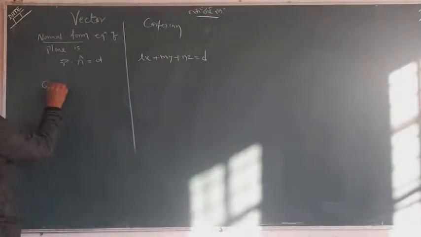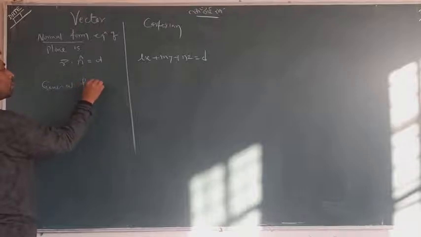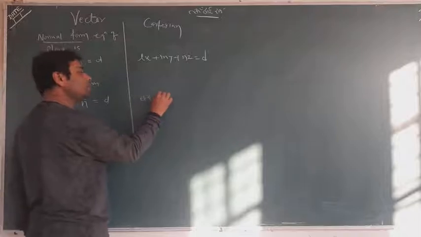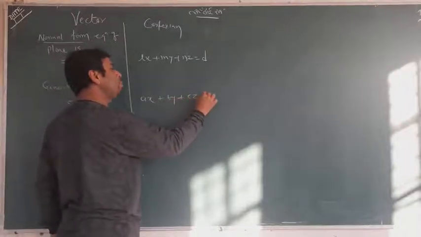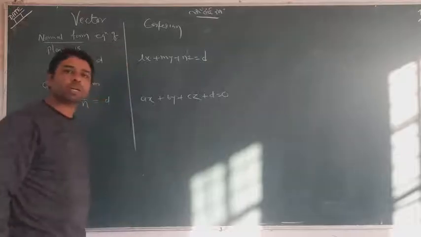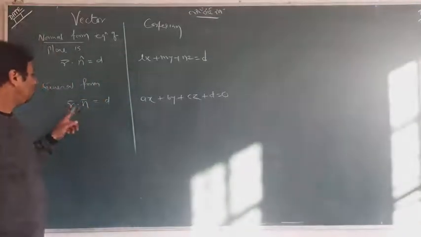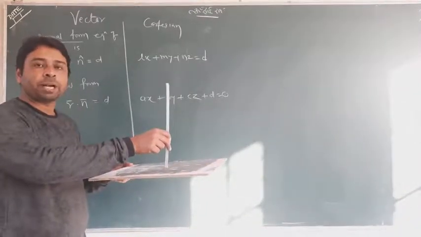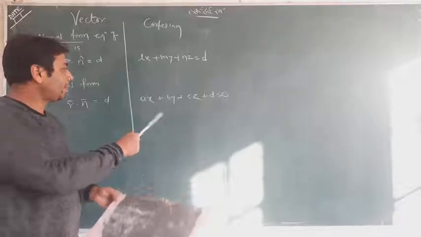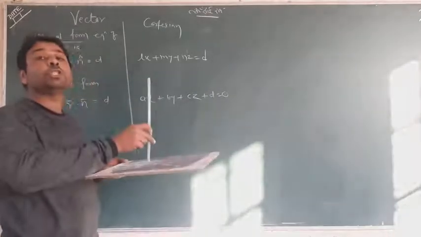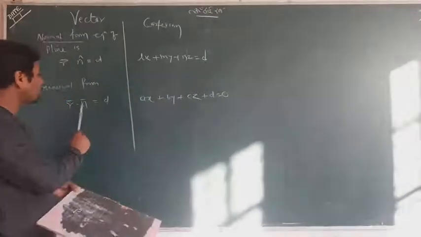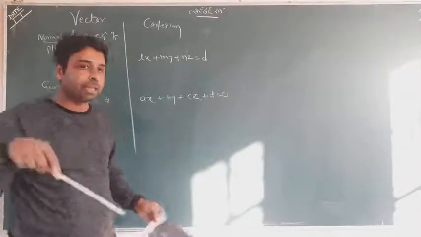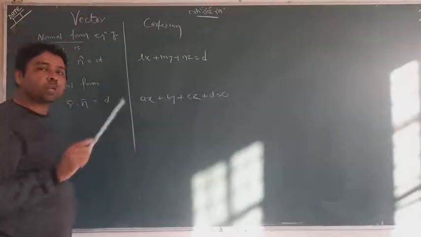When we talk about general form, r dot n equal to d, here it is ax plus by plus cz plus d, you can say, equal to d, because d is constant. So this n is actually representing the same vector, but this time it contains the ratio, and that's why a, b, c are the ratio of the normal of the plane. If I ask you what n is, you will say ai plus bj plus ck. So that is simple n.